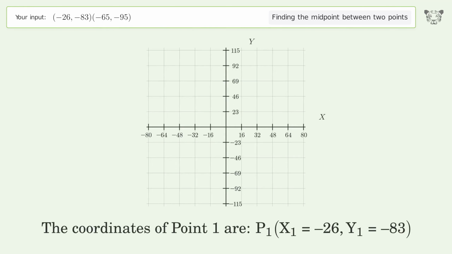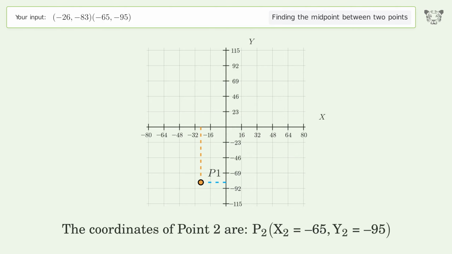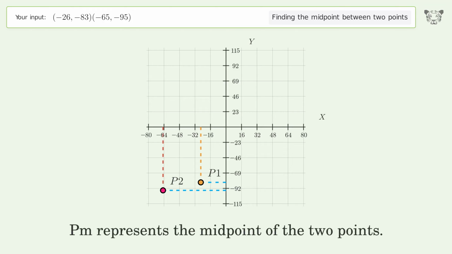The coordinates of point 1 are x1 equals negative 26, y1 equals negative 83. The coordinates of point 2 are x2 equals negative 65, y2 equals negative 95. PM represents the midpoint of the 2 points.